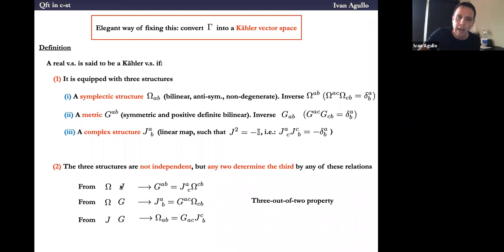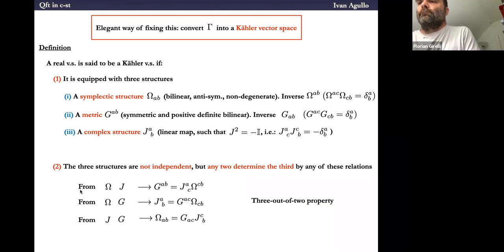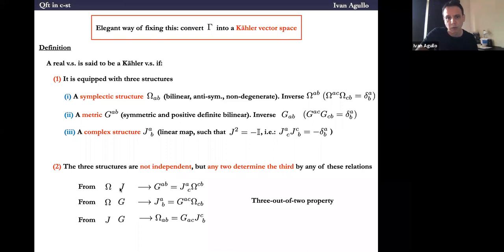You can also start from G, but it's equivalent. So let me, for the sake of concreteness, focus on the first one. Again, not every complex structure is allowed. It needs to be a complex structure, so J squared is minus identity, and this product needs to be a positive definite metric. Now you ask me, this seems a strong condition. Why is it not enough to have a complex structure? What would fail if this product is not a metric?